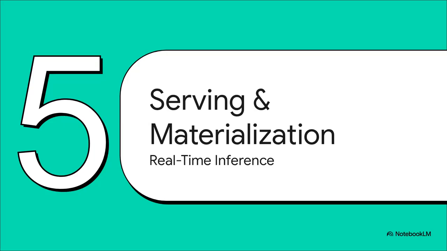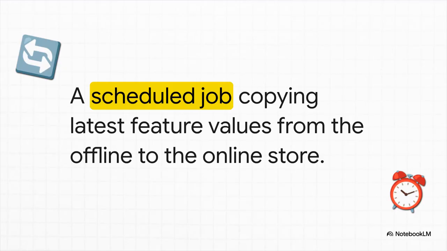Section 5. Serving and materialization. All right, so how does this get to a live production environment? We use a process called materialization. This is the bridge. It's usually something like a scheduled Kubernetes cron job that just grabs the freshest feature values from the offline store and copies them into that ultra-fast online store.